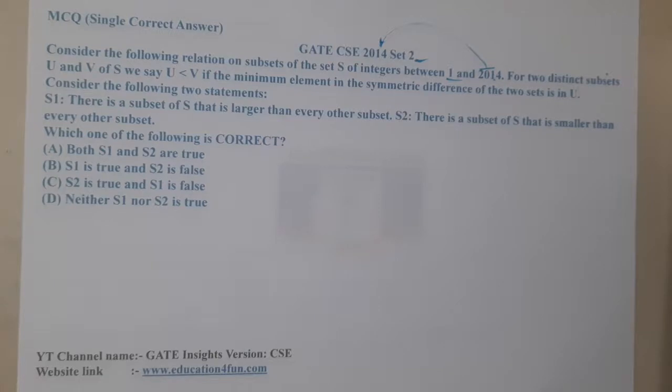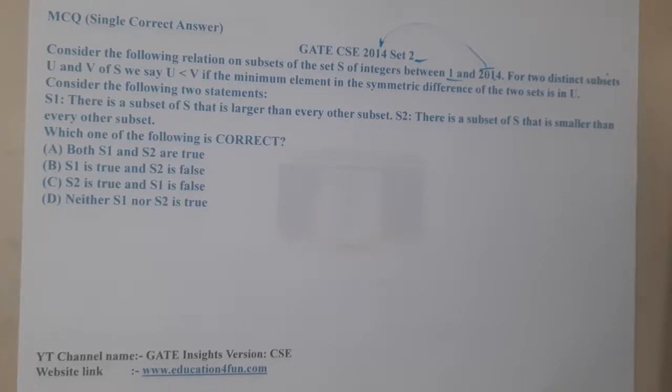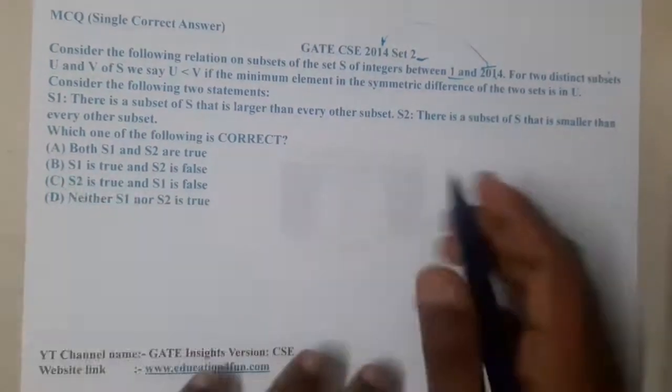For two distinct subsets U and V of S, we say U is less than V if the minimum element in the symmetric difference of the two sets is in U. Consider the following two statements. S1: there is a subset of S that is larger than every other subset. S2: there is a subset of S that is smaller than every subset.